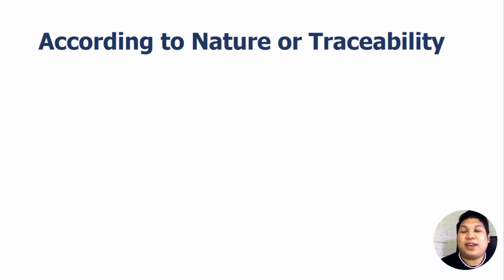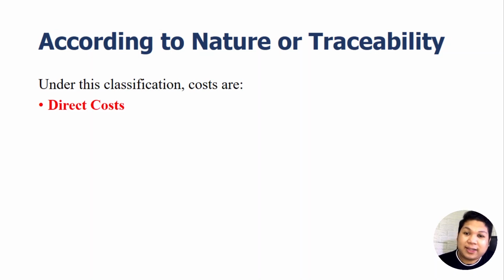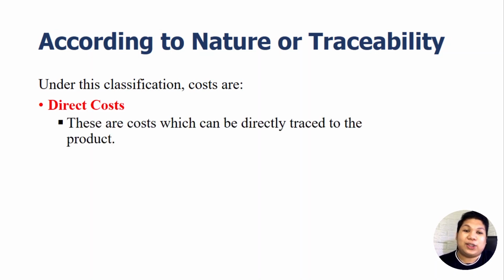The next classification of costs is according to their nature or traceability. From the word itself, traceable, under this classification we classify costs by whether they can be directly traced or not. There are just two types of costs according to traceability: direct and indirect costs. Direct costs are costs which can be directly traced to the product.